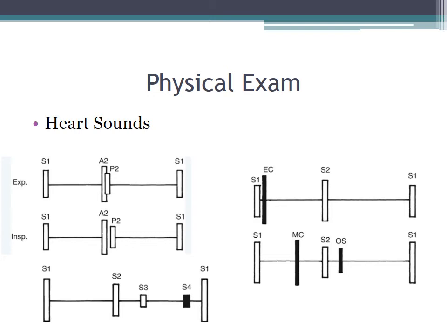So normal splitting of the S2. The degree of splitting of the S2 varies with respiration, increasing with inspiration and decreasing or becoming single with expiration. During inspiration, because of the greater negative intrathoracic pressure, there's an increase in the systemic venous return to the right side of the heart. This increased volume of blood in the right ventricle prolongs the duration of RV ejection, which delays the closure of the pulmonary valve, resulting in a wide splitting of the S2.